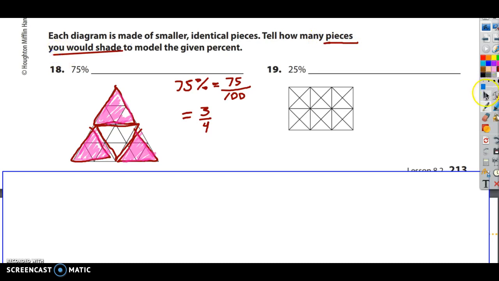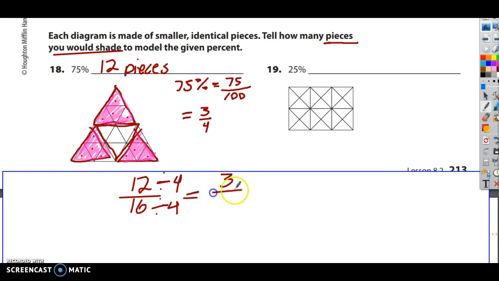It says tell how many pieces you would shade. Well, how many pieces did I shade? I shaded 1, 2, 3, 4, 5, 6, 7, 8, 9, 10, 11, 12. I shaded 12 pieces, and there were a total of 16. Which actually should make sense, because if you did 12 pieces out of 16, and you simplified that by 4, you would get 3/4, and 3/4 is equal to 75%.